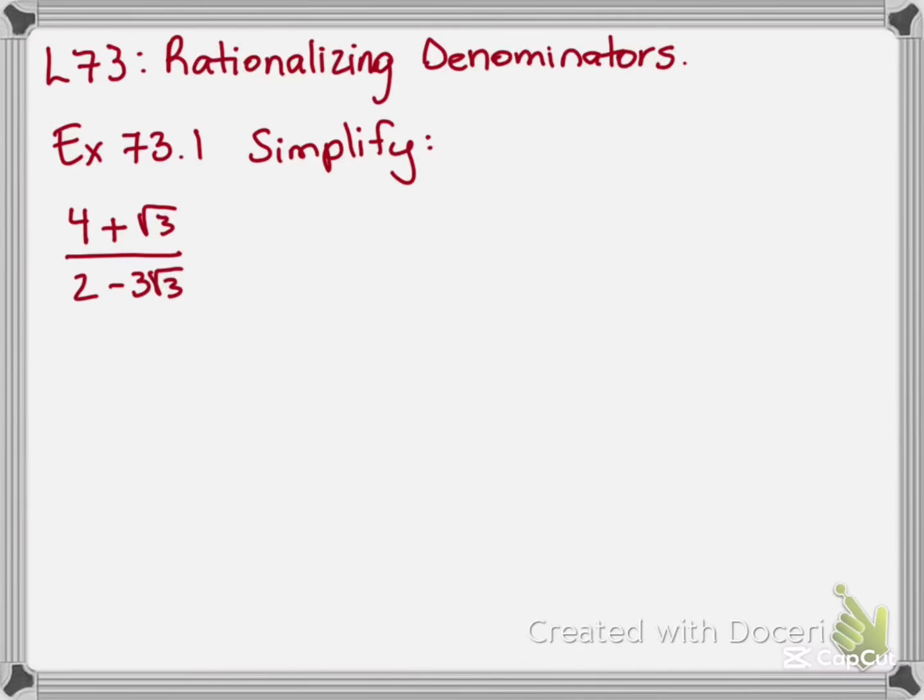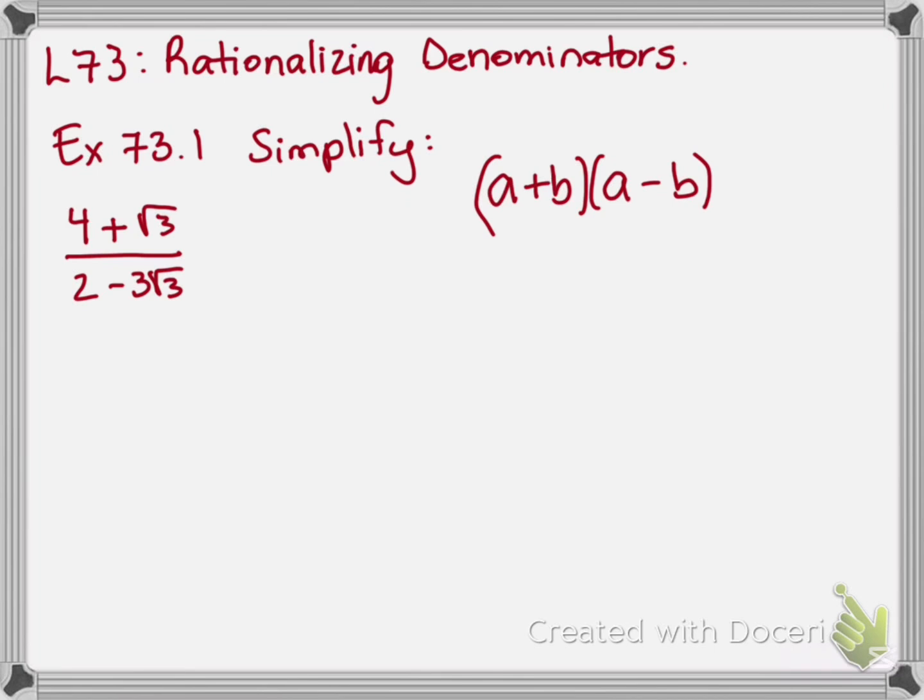Lesson 73, Rationalizing Denominators. Now, we've learned before how to multiply by the conjugate. So this is just a little bit more advanced or more difficult, but you will see that it's pretty easy. Remember, we learned that we have to multiply by the conjugate. The conjugate, if you remember, is when we have a plus b, the conjugate is a minus b.